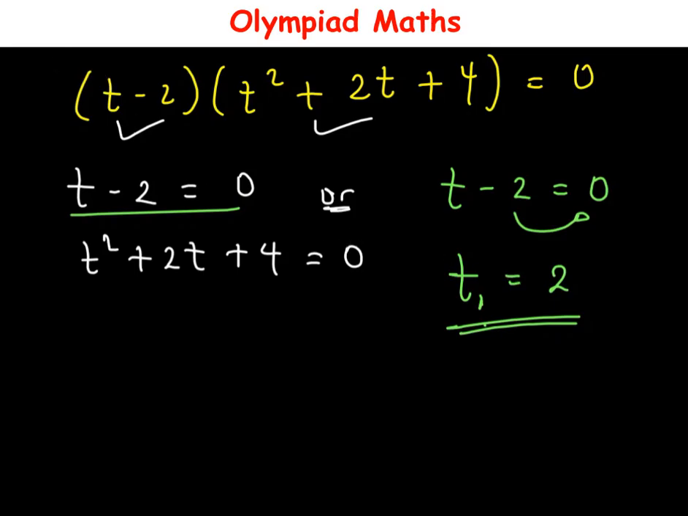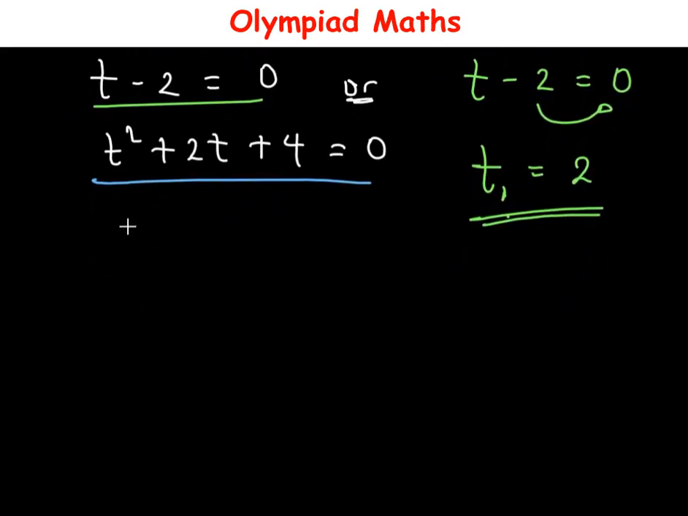Let us then solve for the other values of t from the other equation, which is t squared plus 2t plus 4 is equal to 0. So working with this, we have t squared plus 2t plus 4 is equal to 0.